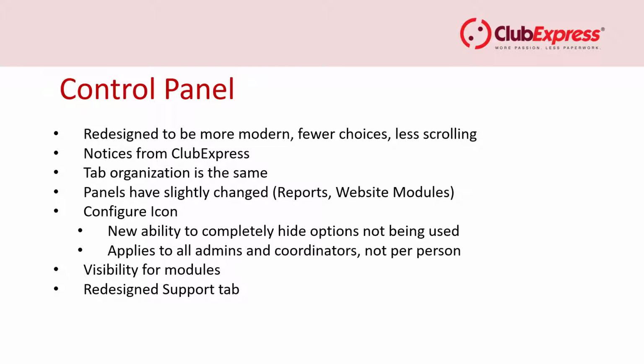The configure icon for each tab gives you the ability to hide options that your association is not using and never will use. And it applies, of course, to all admins and coordinators. Visibility for the modules, we've redesigned the support tab, and most importantly, the new control panel will be deployed tomorrow morning. Now, there's nothing special that you need to do when you log in tomorrow morning. We usually do those deployments around 6 or 6:30 US Central Time. So when you log in after that, you will see the new control panel.